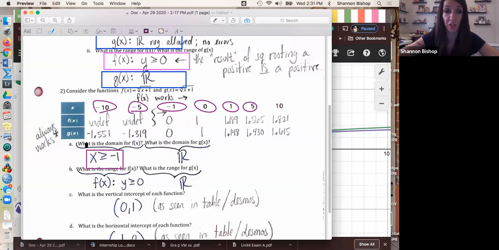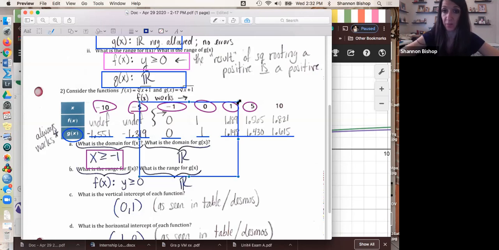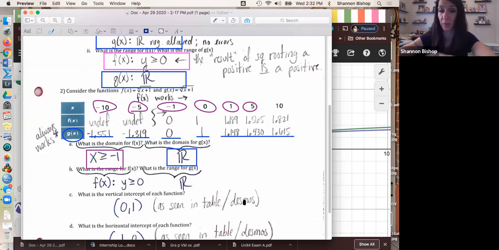Now the domain for g of x, so if you look at g of x for a second, what was valid on g of x? Was -10 valid? Yes. Was -5 valid? Yes. Was 0 valid? Yes. Was 1 valid? Yes. Was everything valid? Yes. So for g of x, it seems that everything is valid. Everything is valid. So we say all real numbers for that. So the domain for f of x has to be from -1 beyond, and the domain for g of x seems to be everything. And then what about the range?